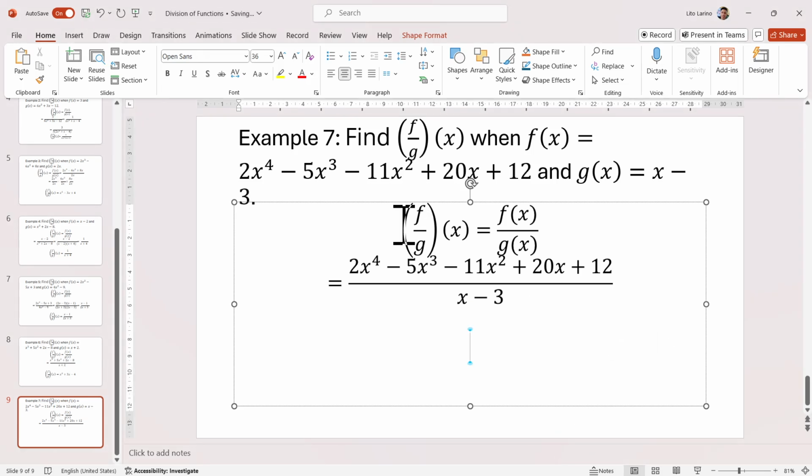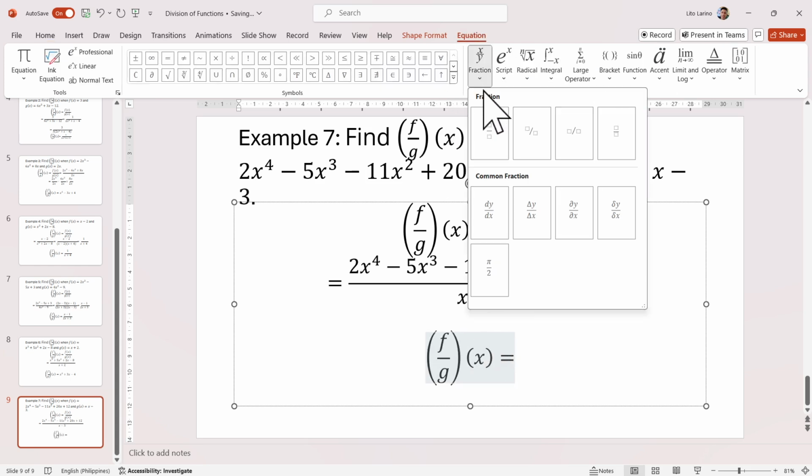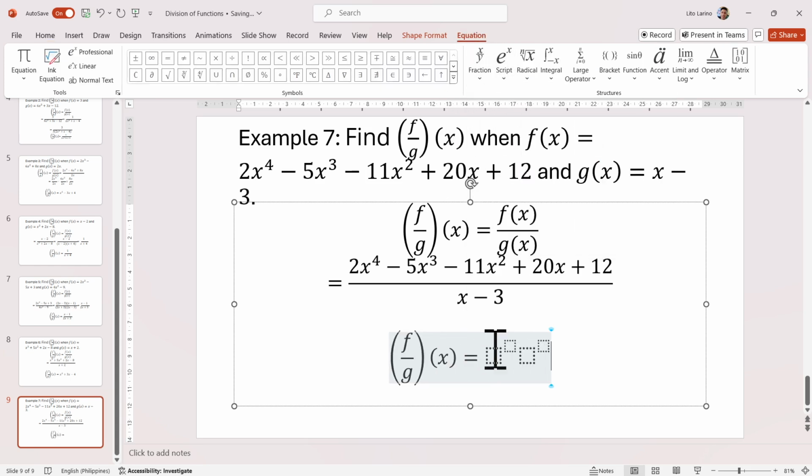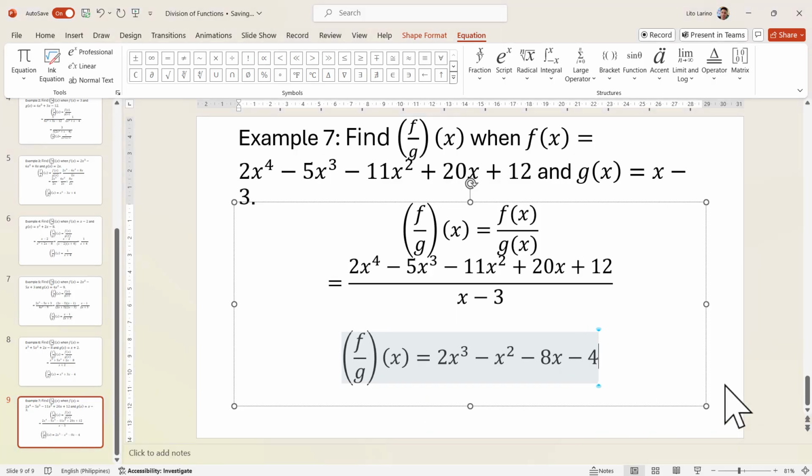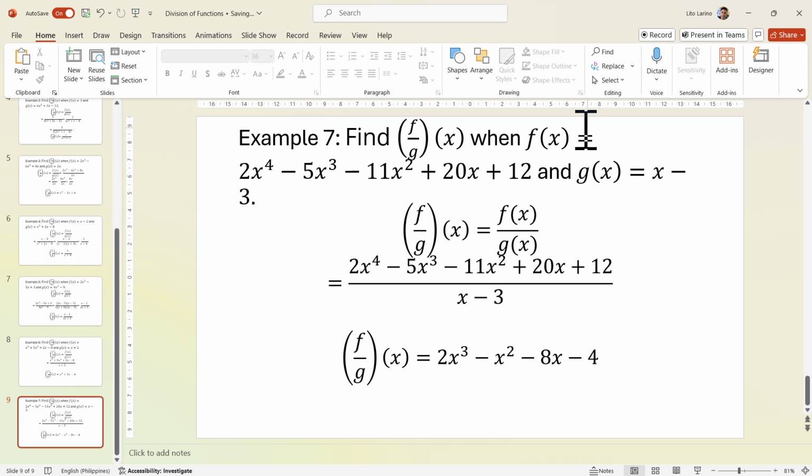f of x divided by our g of x, which is x minus 3, the quotient is 2x cubed minus 8x squared minus 8x minus 4.